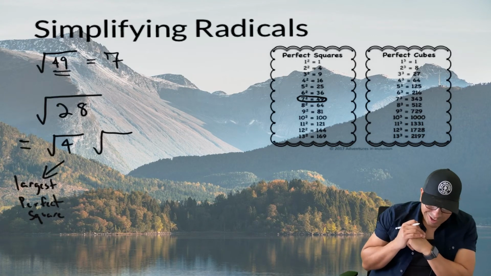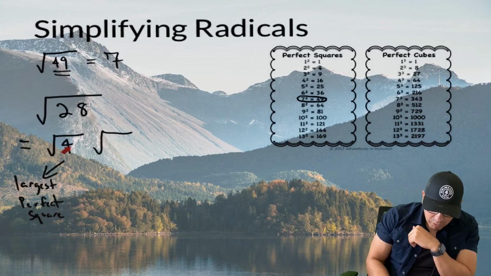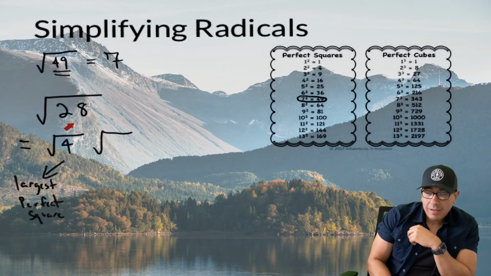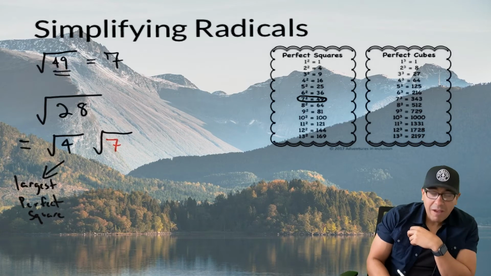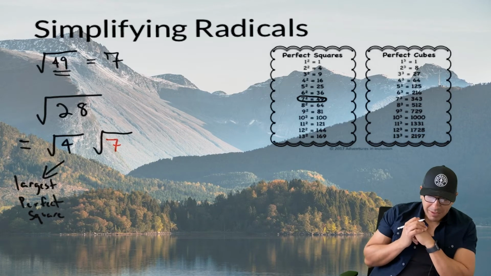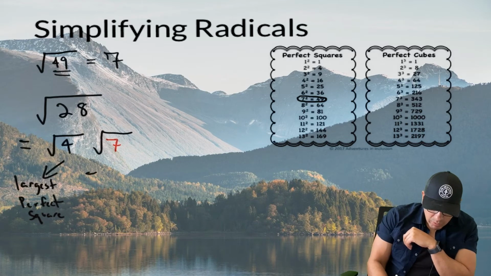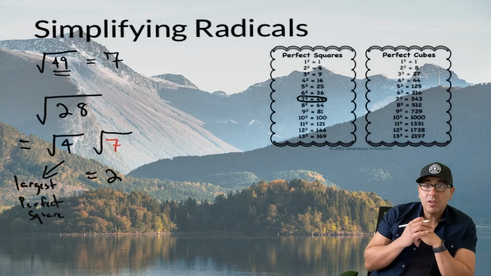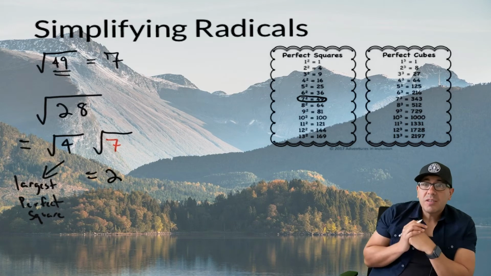So this is our largest perfect square. And 4 times what gives you that 28? Well, 4 times 7. So these two have to multiply to give you that 28. So write that down, right? And then the reason we do that is because we know the square root of 4. The square root of 4, that's just 2. So you don't have to go ahead and write the square root anymore. You took the square root, right?